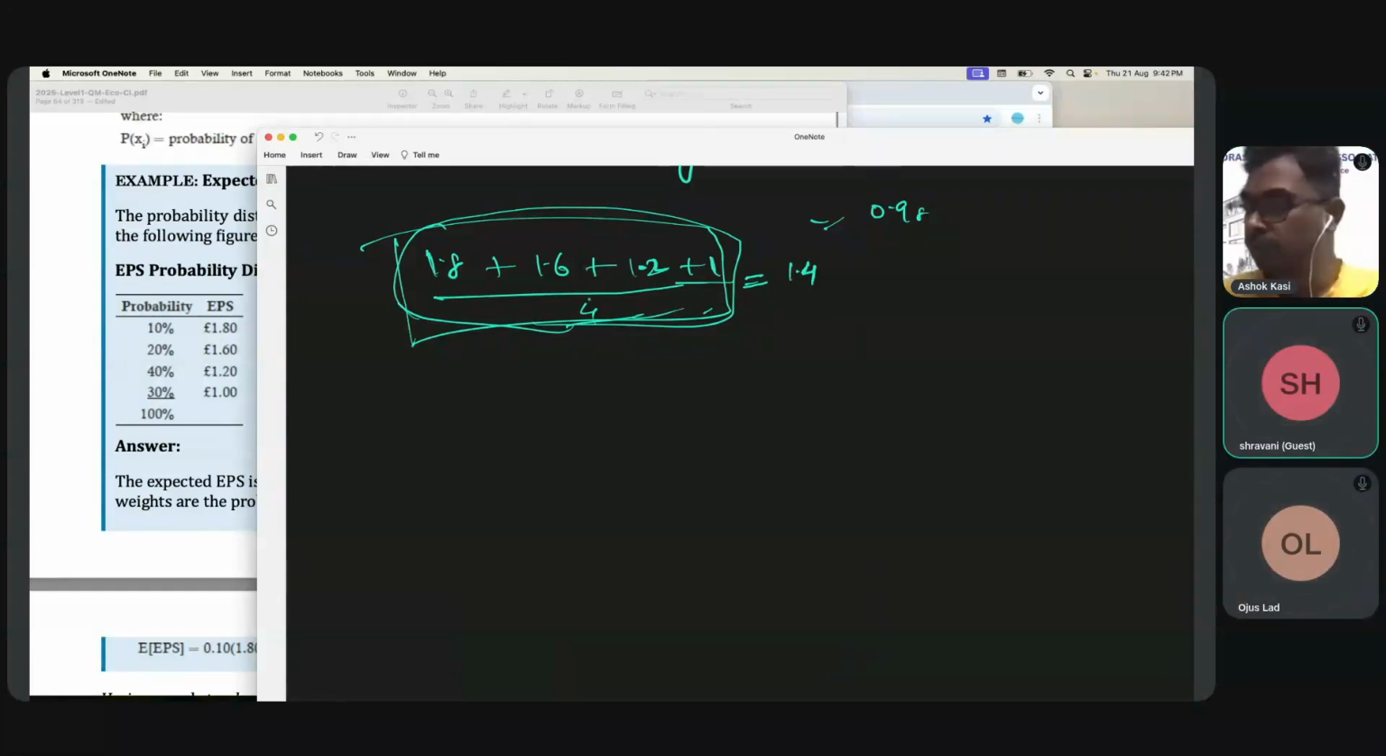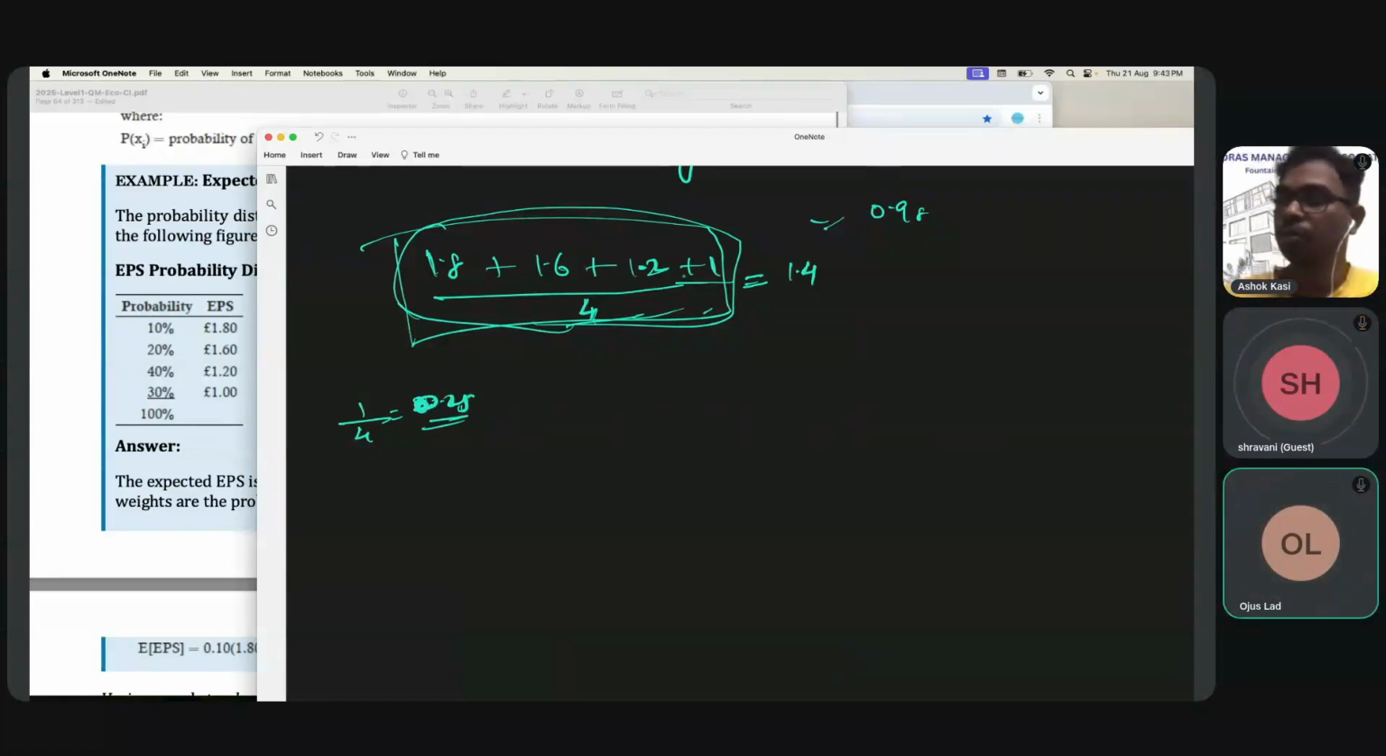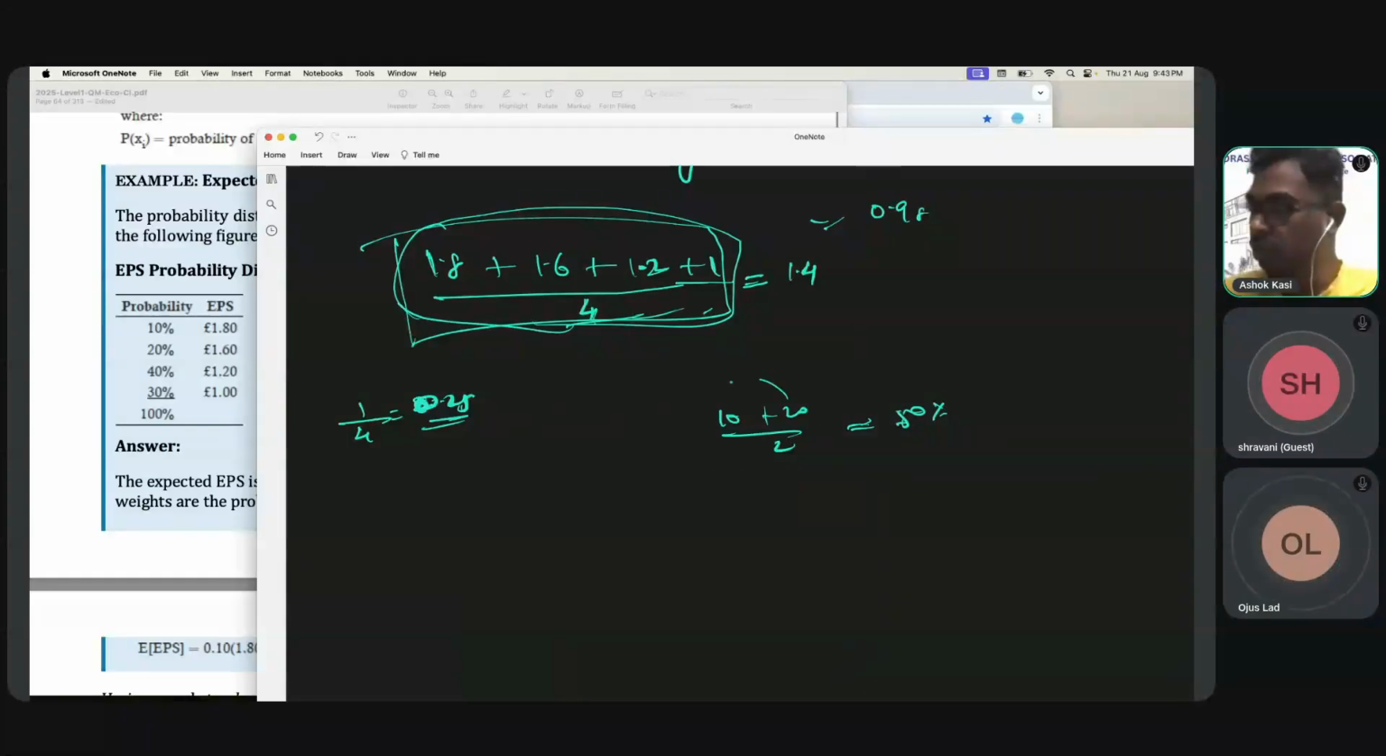How do you know? Because when you divide by 4, that means you are automatically giving 0.25, correct? You are giving 25 percent weight to each number. If I had divided by 2, with two numbers, 10 plus 20 divided by 2, I'm giving 50 percent weight. So now it looks like a normal average, not a weighted average. But no, it is 50 percent of 10 plus 50 percent of 20.